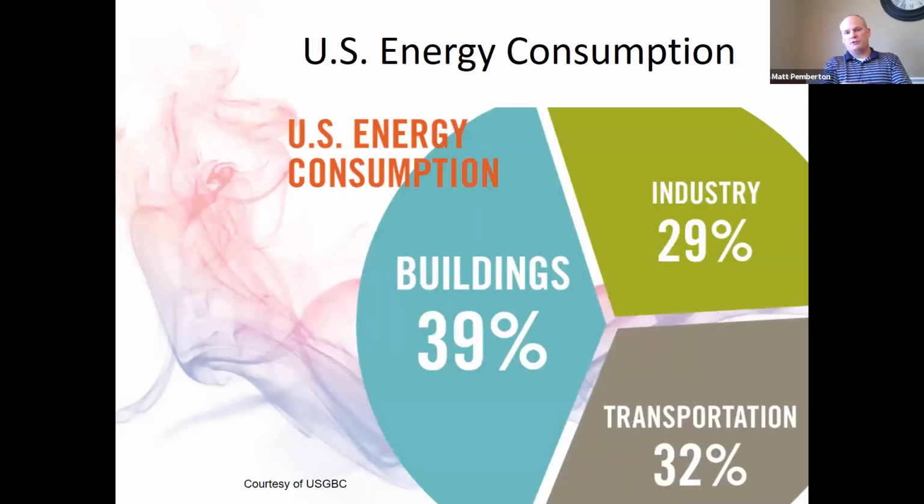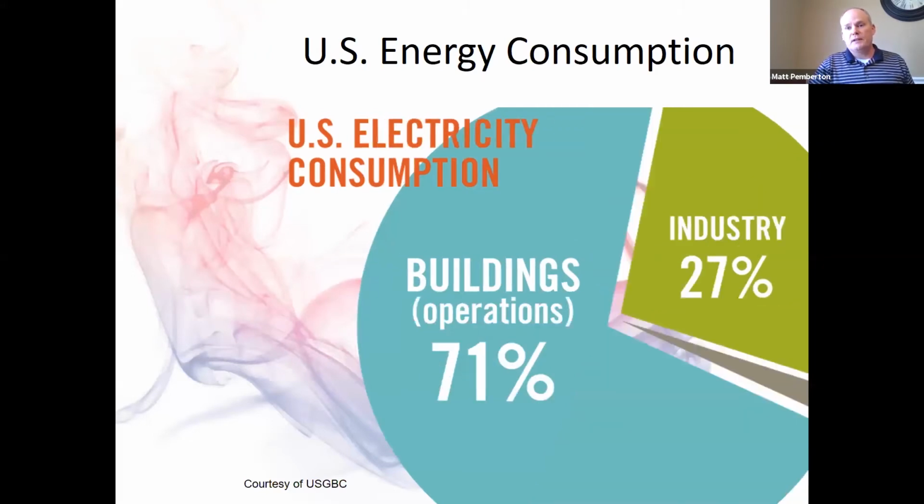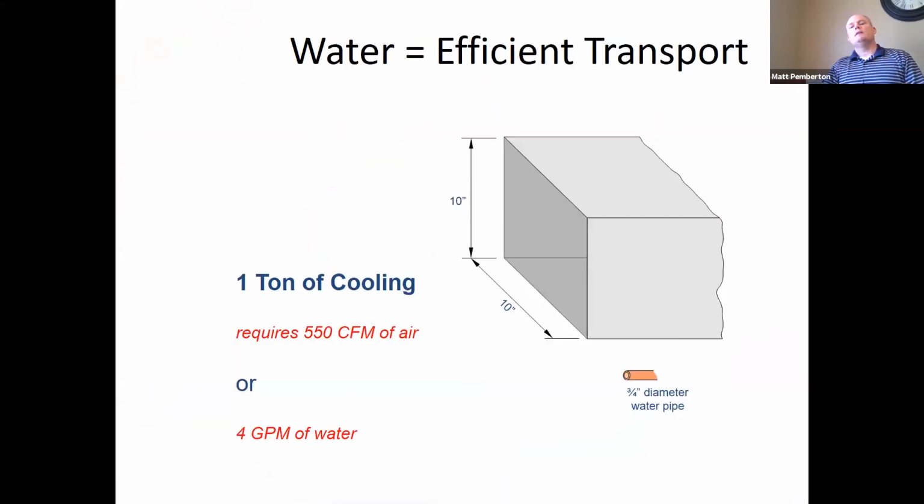Some USGBC numbers here just show you that, across the US as a whole, the largest portion of energy consumption comes from buildings. And then once you break that down to electrical consumption, you'll see buildings are the largest consumer of electricity in the US. So if we can have an impact on that and reduce the amount of energy we're using, that'd be a great thing. How do we achieve that?